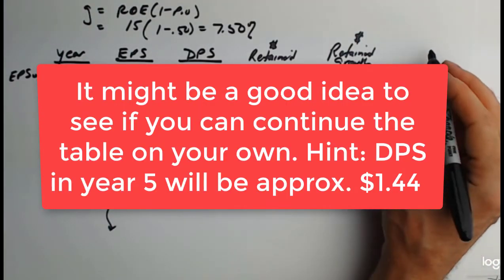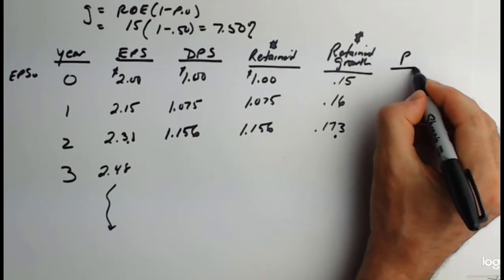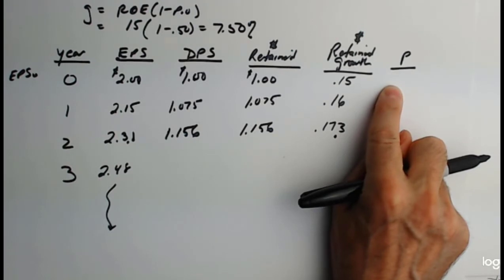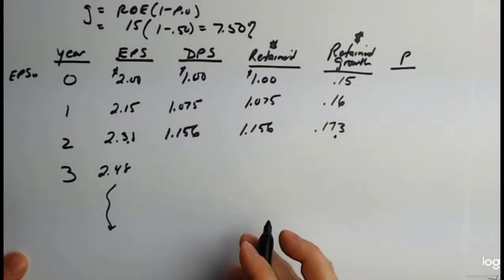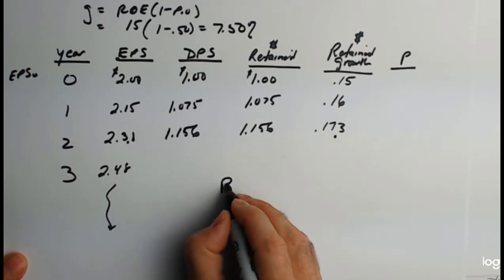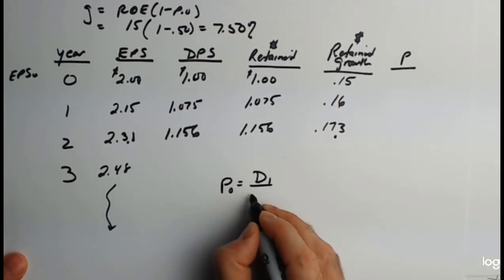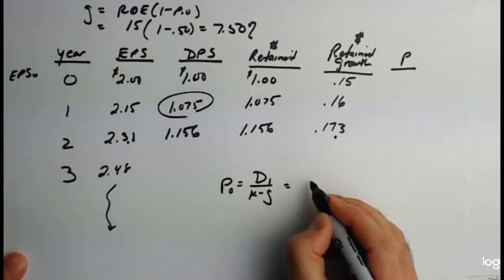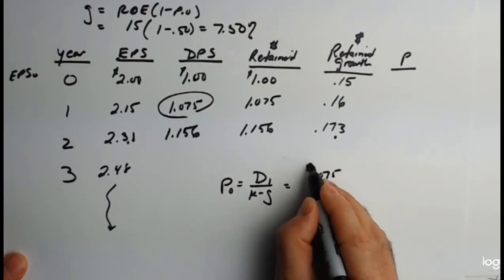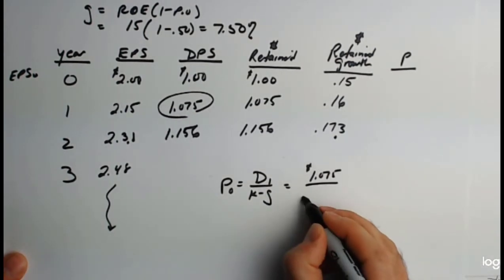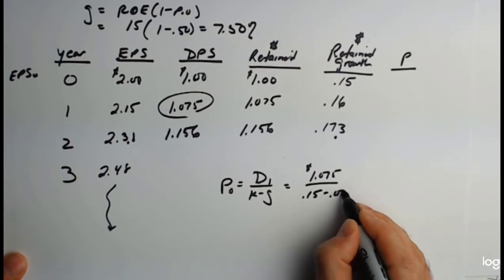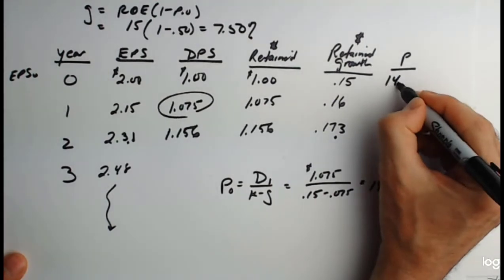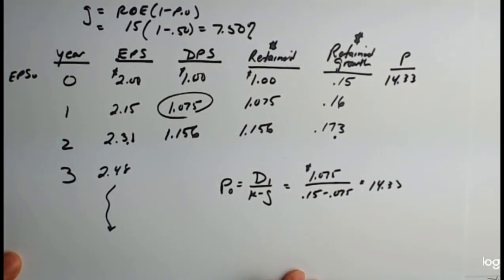Now let's look at the stock price. What do you think the stock price is right here at time 0? Well, remember the stock price according to the constant growth model is P equals D1 divided by K minus G. Here's your dividends per share, $1 and almost 8 cents. K is 15% is given. The growth rate's 7.5%. And this turns out to be $14.33. The stock price is $14.33 given this information.